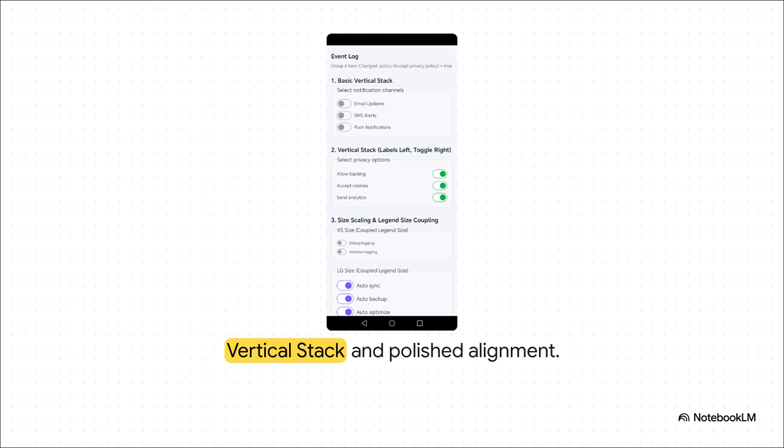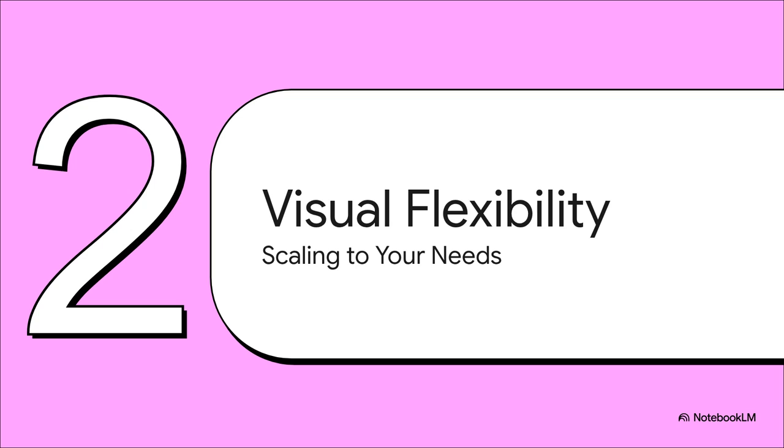This one's great for privacy options. The labels are perfectly flush left, and those vibrant green toggles perfectly aligned to the right. Getting that exact alignment manually is usually, well, a complete headache, but here it's just a built-in configuration. Boom, done. Moving on to part 2, visual flexibility and styling.